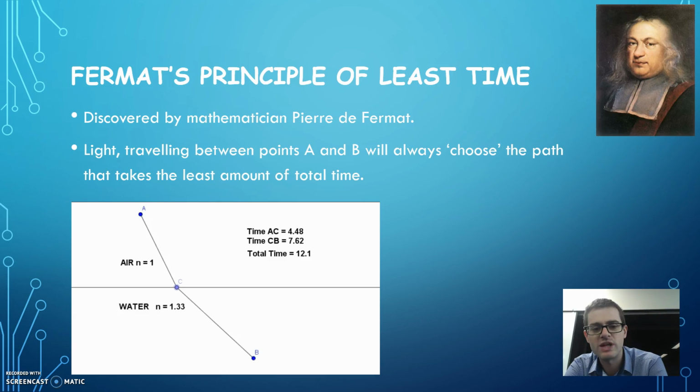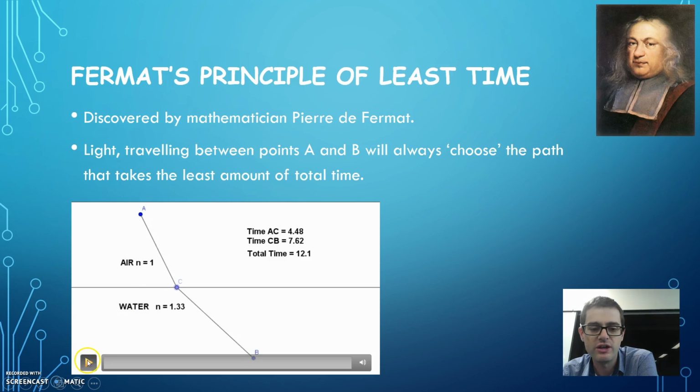But he basically discovered that light, when traveling from one point A to another point B, will always choose, now you'll see I've put that in commas, will always choose the path that takes the least amount of total time. Now when I say choose, it doesn't mean that the light has magical properties and can think for itself and somehow pick the right path to take, but it behaves as though it can. So a light ray will always go in a path that gets it from point A to point B in the least amount of time. So I've got a little video here showing what's going on.